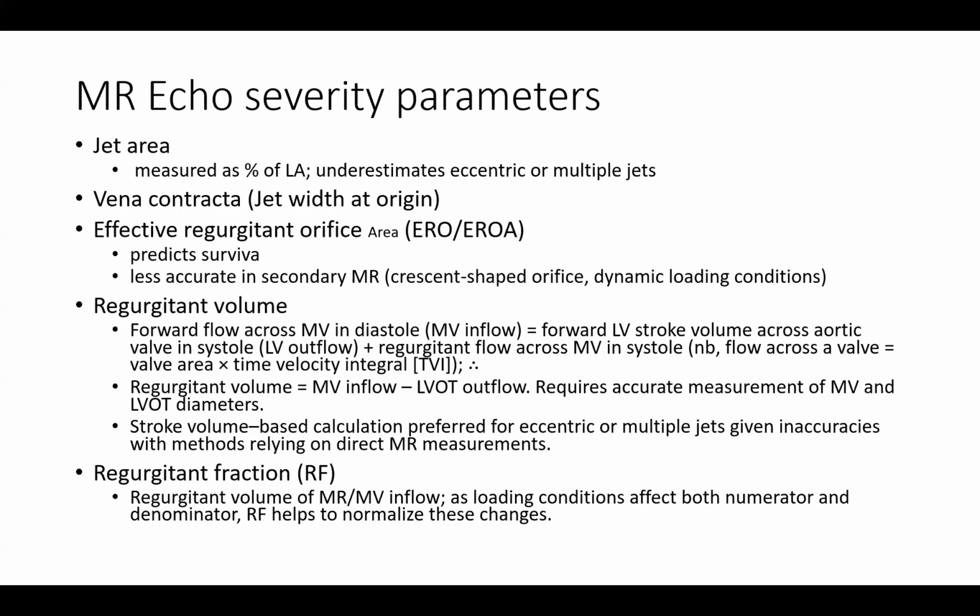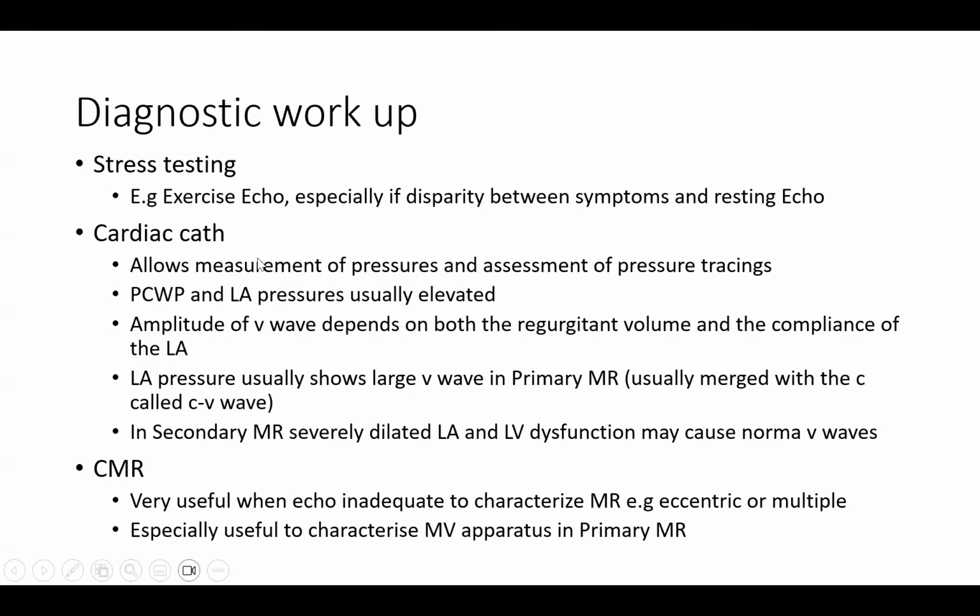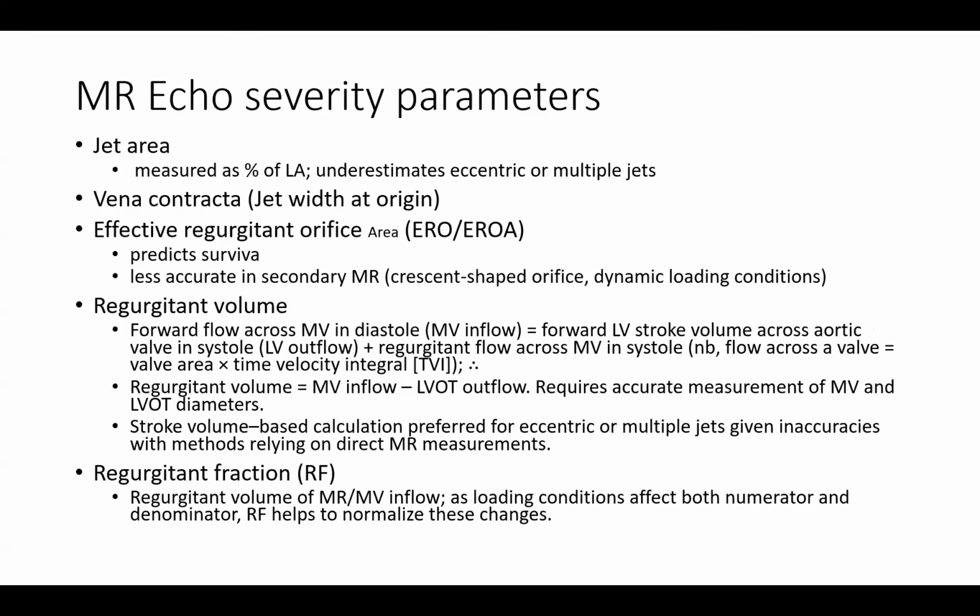The vena contracta, which is the jet width at origin, or we could use the effective regurgitant orifice area, which has been shown to predict survival. So it affects outcomes, and it's less accurate, sorry, in secondary MR compared to primary.